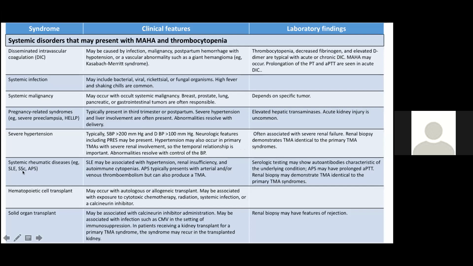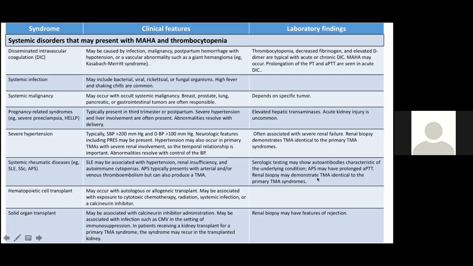Then systemic rheumatic diseases. Again here, SLE may be associated with hypertension, renal insufficiency, and autoimmune cytopenias. APS typically presents with arterial and venous thromboembolism, but can also produce thrombotic microangiopathy. Serologic testing may show autoantibodies. So from the serologic testing, we can identify the underlying autoimmune systemic rheumatic disease. And here again, renal biopsy may demonstrate TMA identical to the primary TMA syndromes.